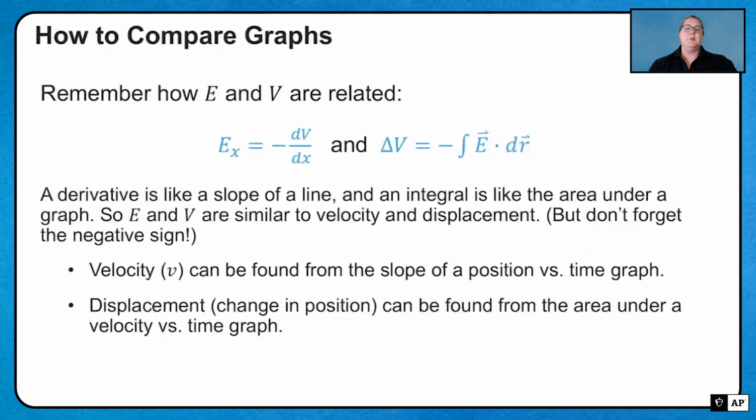And so the electric field and the potential are very similar to velocity and displacement. But don't forget that negative sign. That is one of the pieces that most students will forget. So velocity can be found, if you remember, from the slope of a position time graph. And then displacement, or change in position, can be found from the area under a velocity time graph, which would be basically the integral. So a lot of times with electricity and magnetism, it helps if you can connect it to all the material that you understand from mechanics, because it works the same way.